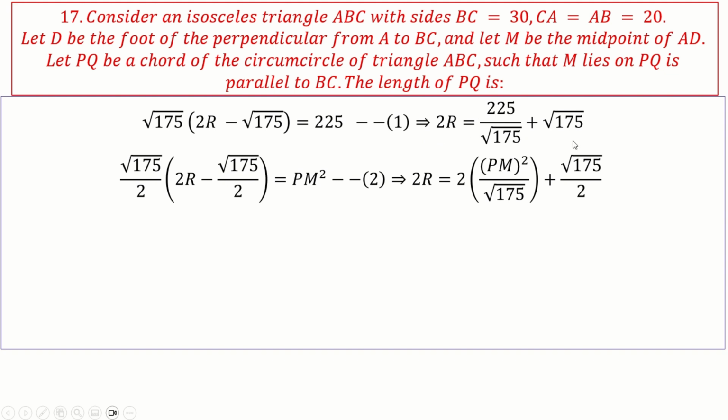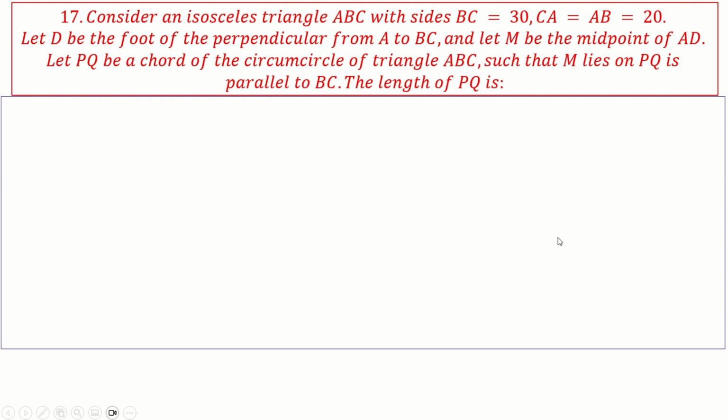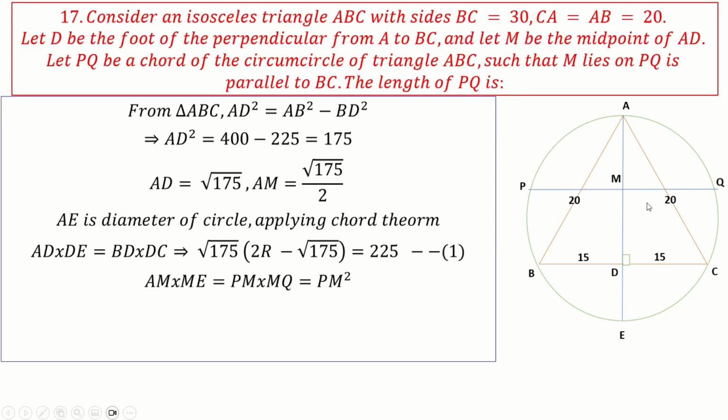2r is nothing but this value here. And if I substitute that here, I'll get 2r as, sorry, not substituting. From the second equation also, I get the 2r. What is 2r? R is the radius of this circle.